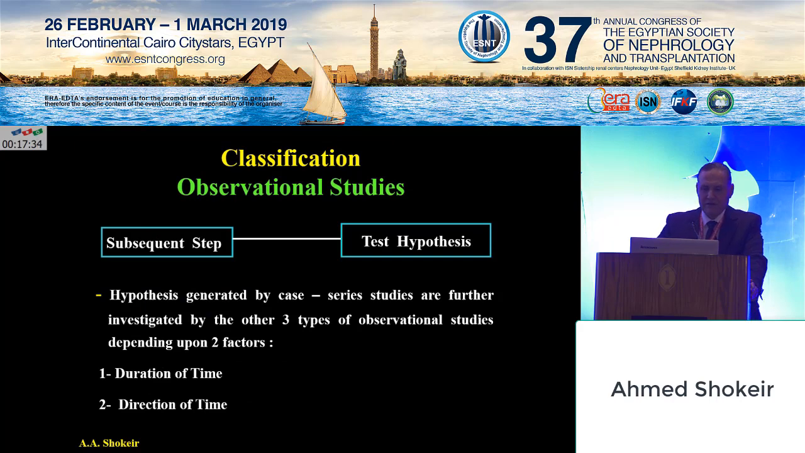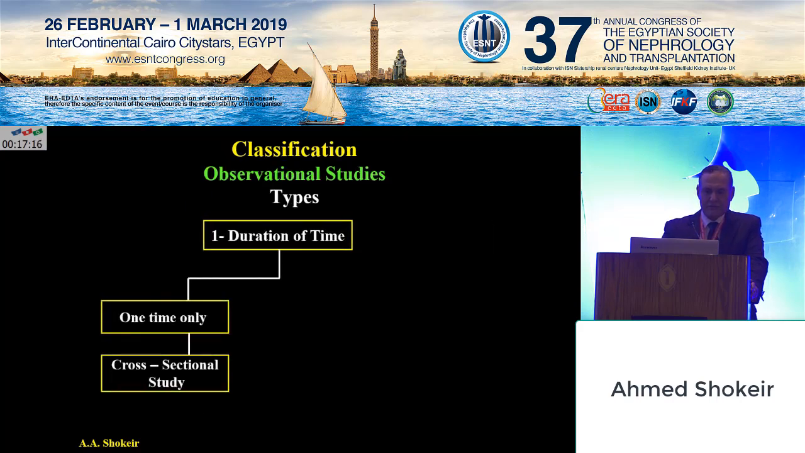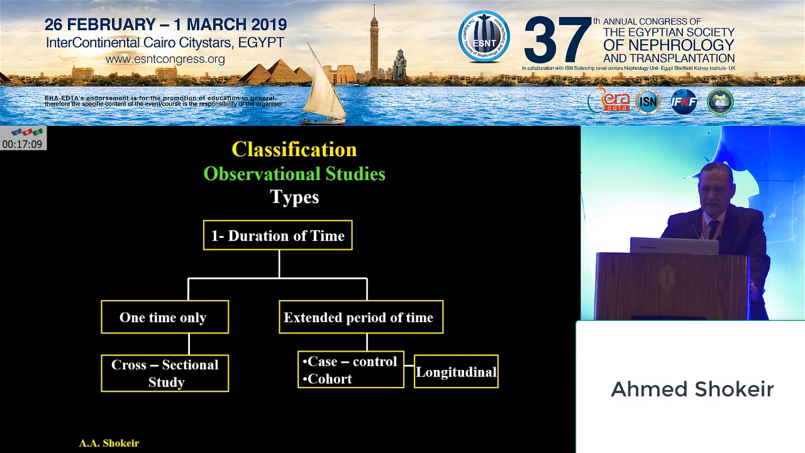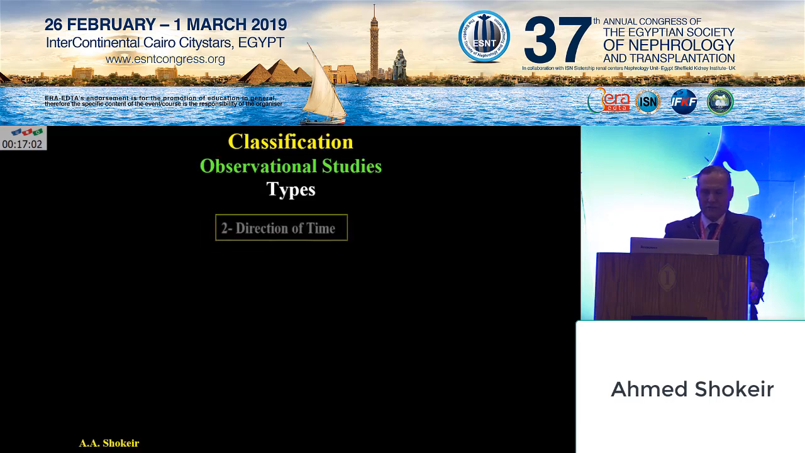The subsequent step in the observational studies is that the hypotheses generated by case series studies are further investigated by the other three types of observational studies depending upon two factors. Number one, duration of time, and number two, direction of time. For duration of time, a study that represents only one time, we call a cross-sectional study. A study that includes an extended period of time, we call longitudinal, which includes case control and cohort study.